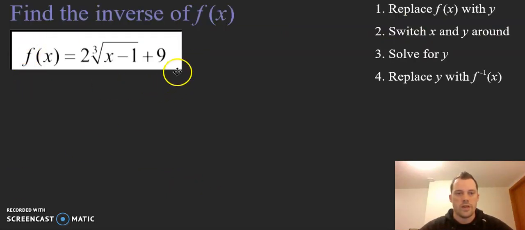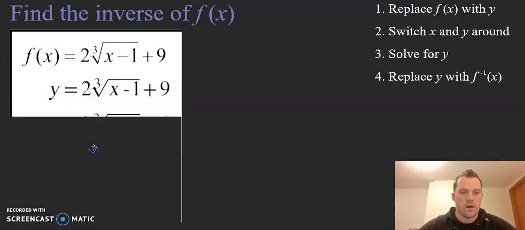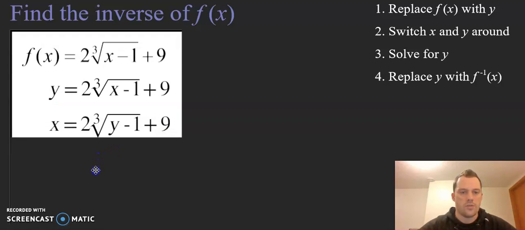So in this example, we got a lot of pieces going on here, and we have to remember that we're doing opposite operations in opposite order. So think of our order of operations as we're doing this. But first we just replace f of x with y, and then we're just going to switch where x and y are in our equation.